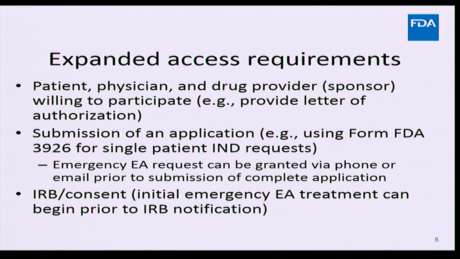So for submission, the physician has to submit an application, and now we have the form 3926, which I'll mention in a second, for a single patient IND request. However, an emergency expanded access request can be granted over the phone or by email, for example, prior to submission of the complete application. Expanded access also requires IRB approval and consent, with the exception of emergency INDs, which can begin prior to IRB notification. So you have to notify the IRB within 5 days of the expanded access use if FDA approves the request.